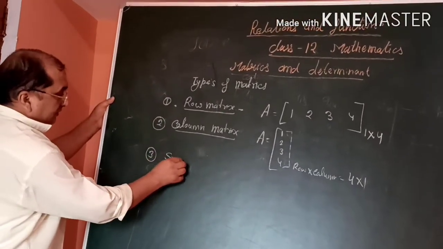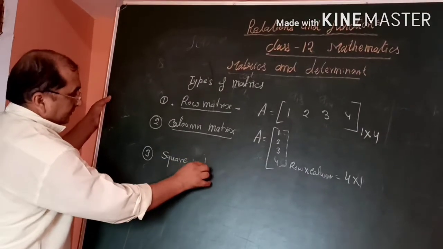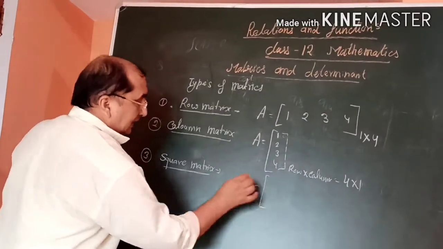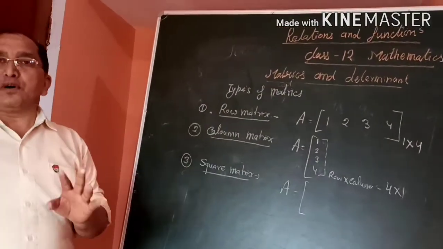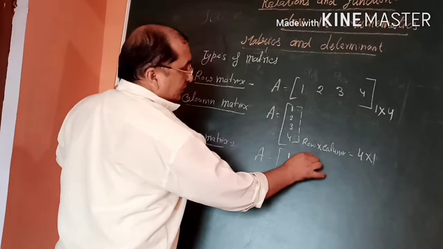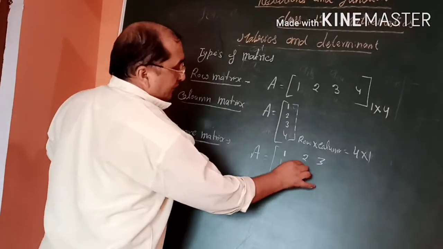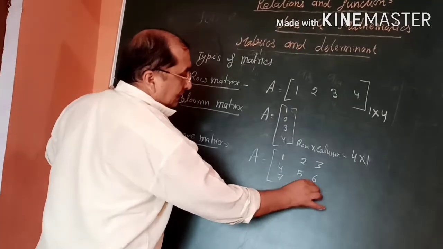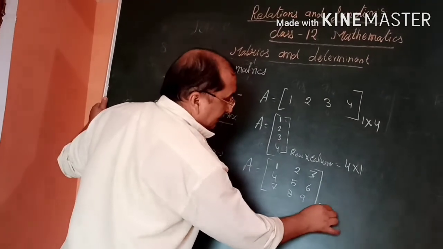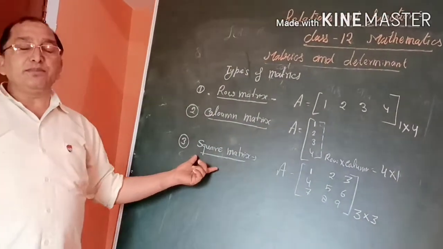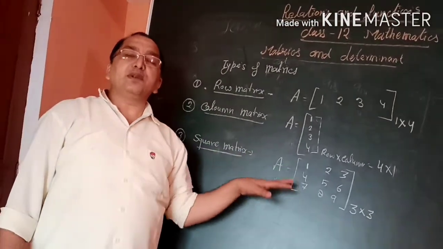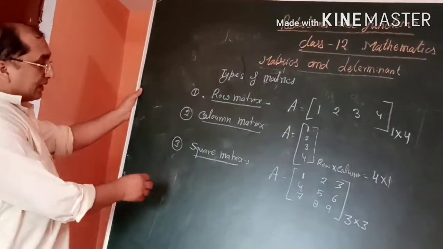Number 3, square matrix. A square matrix is a matrix in which the number of rows and the number of columns are both the same. Suppose 1, 2, 3, 4, 5, 6, 7, 8, 9, having 3 rows and 3 columns, so its order can be written 3 cross 3. This is really very important. The square matrix is very important in the whole of matrices.